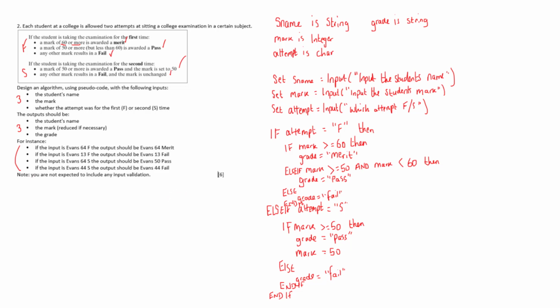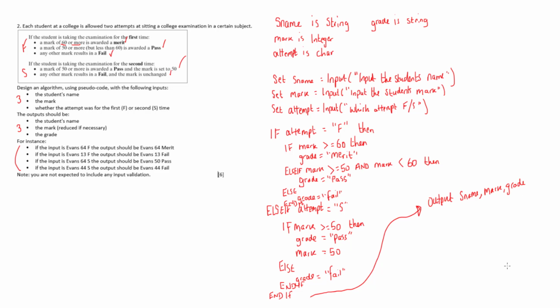Okay, so because we're running out of space, after the end if, I'll do the output up here. I'm going to say output, and they've not given a suitable message, so I'm just going to do exactly the same as what they've done. It will be sname, comma, the mark for the student, and their grade. And that is it. So let's just double check.